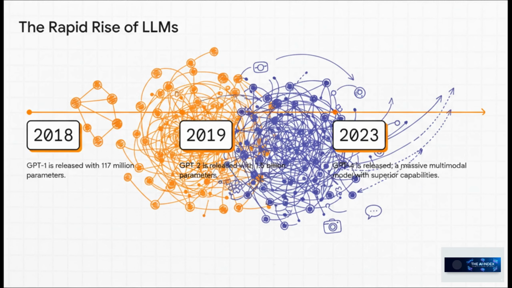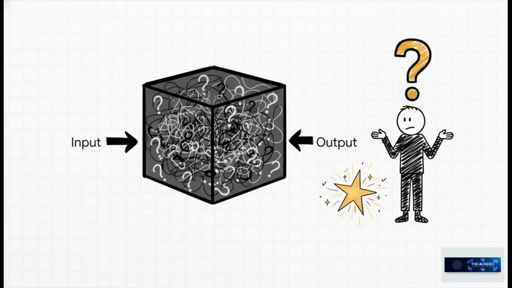Back in 2018, GPT-1 had 117 million parameters. Just 1 year later, GPT-2 jumped to 1.5 billion. Fast forward to 2023 with GPT-4, and we're talking about models so massive they can handle not just text, but images too. It's wild. But, and this is a big but, all this incredible power comes with a trade-off. If a GLM is our glass box, an LLM is a black box. We can put data in, and we get amazing, sometimes shockingly accurate results out. But understanding how it got that answer, it's profoundly difficult.